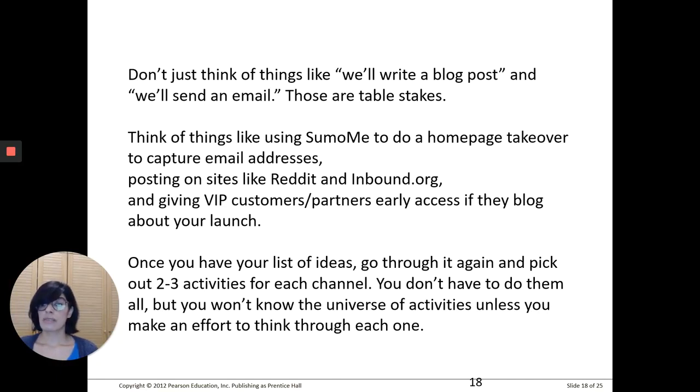So once you have your list of ideas, and this is an exhaustive list of anything you could potentially do, go through it again and pick 2 to 3 activities for each channel. So you don't have to do them all, but you won't know how many activities are available unless you make an effort to think through each one. So when you look at partners in that channel, what 2 or 3 key activities can you do with partners? When you look at your website, what 2 or 3 key activities can you do? When you look at social media, what 2 or 3 activities can you do, etc., etc.